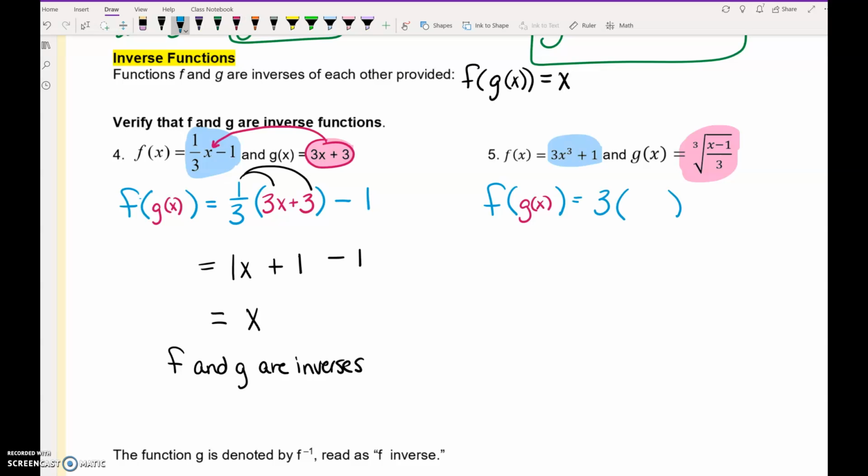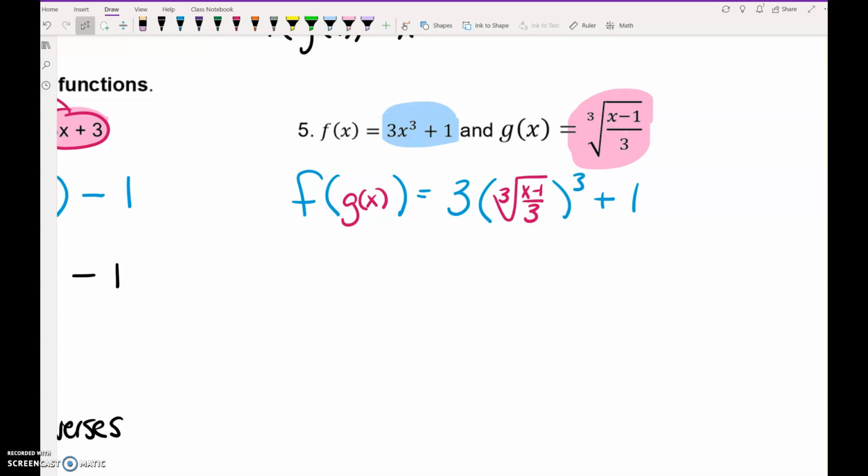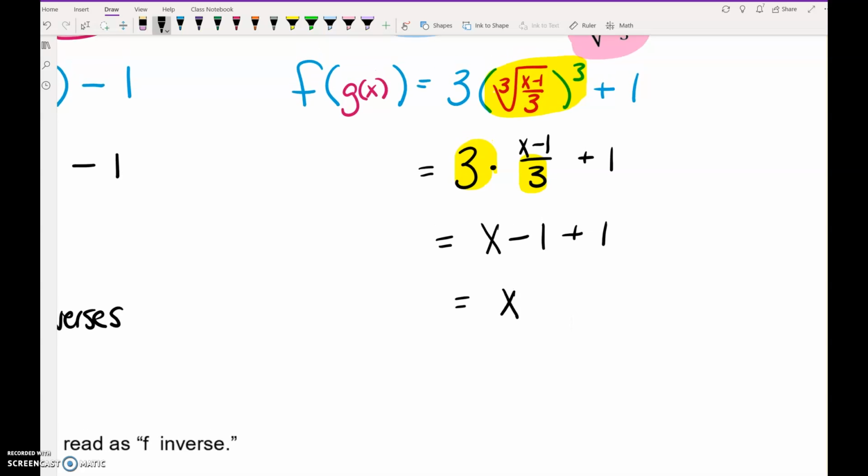F of x is 3 times something cubed plus 1. We put the entire g of x function inside there. We can't distribute yet. The first thing that we need to do is cube the parentheses. Inside the parentheses, it is a cube root. What happens when you put a cube and a cube root together? They cancel. So we have 3 times x minus 1 over 3 plus 1. Do you see anything else that cancels? Times 3 divided by 3, those are going to cancel, leaving us with x minus 1 plus 1, which is x. So we now know that f and g are inverses.